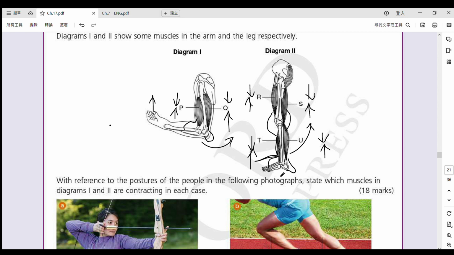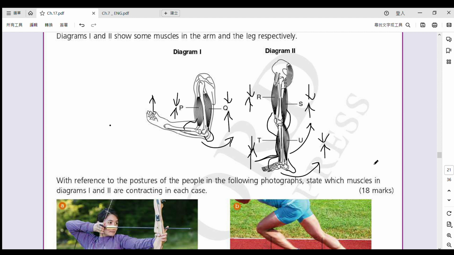U contracts. Again, it is pulling this foot backward. 向後發起佢。So pulling backward, this time the foot straightens. This part straightens. 所以 U contract, this part straighten. 垂直咗啦，伸直咗啦。Alright, understand.